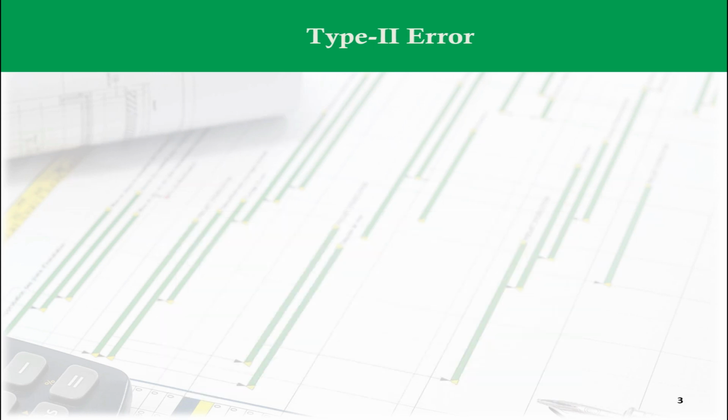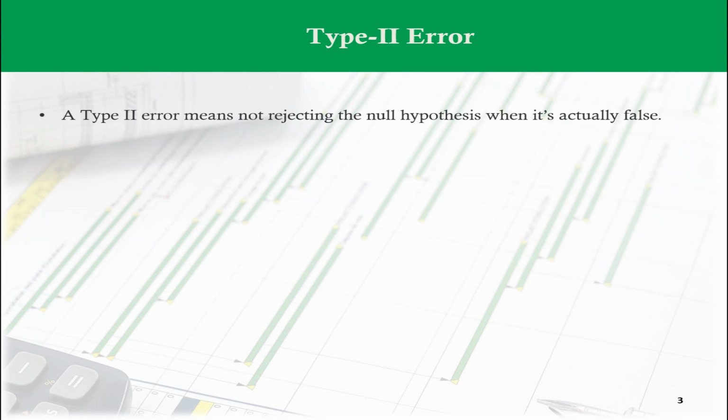Type 2 errors. A Type 2 error means not rejecting the null hypothesis when it's actually false. This is not quite the same as accepting the null hypothesis, because hypothesis testing can only tell you whether to reject the null hypothesis. Instead, a Type 2 error means failing to conclude there was an effect, when there actually was. In reality, your study may not have had enough statistical power to detect an effect of a certain size.